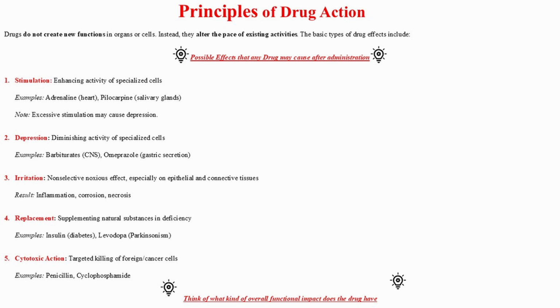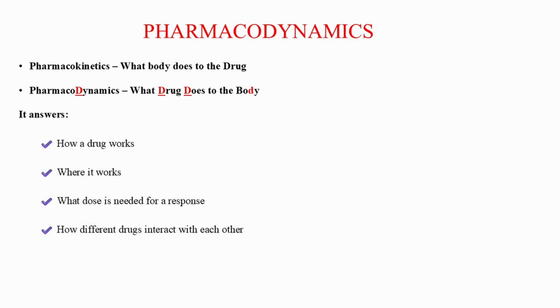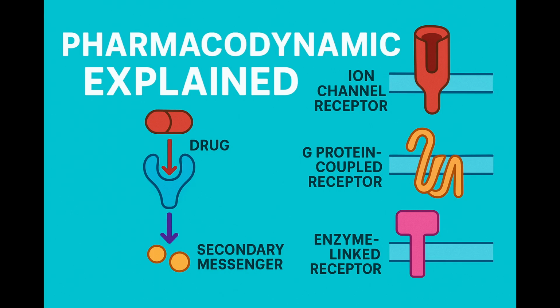Now that we understand the basic types of drug action, let's move on to how these actions are carried out under the mechanism of drug action. So far, we have seen what kind of overall functional impact a drug has. When we talk about the mechanism of drug action, we are focusing on what the drug does at the microscopic level, the specific molecular targets it binds to or interferes with. These targets include receptors, enzymes, ion channels, and transporters. And sometimes the drug works simply through physical or chemical properties. So let's break it down one by one.